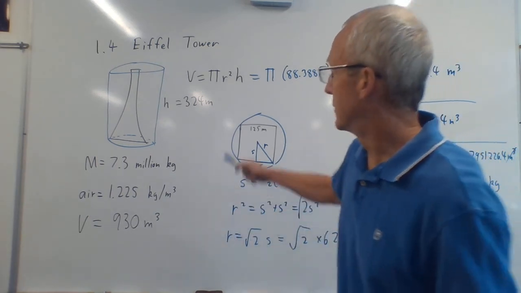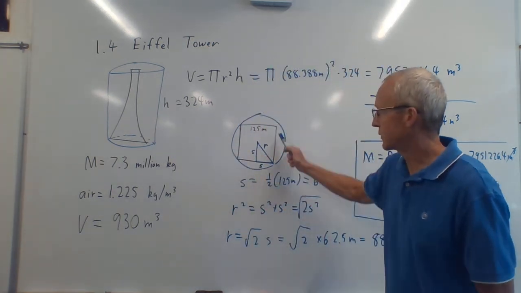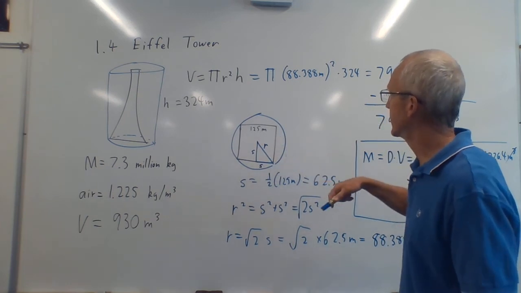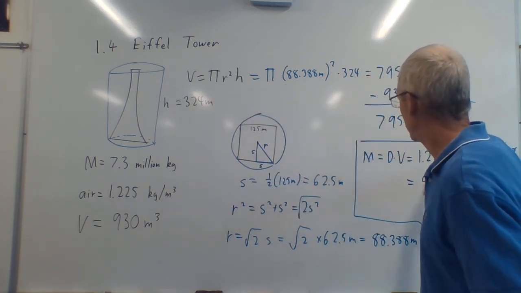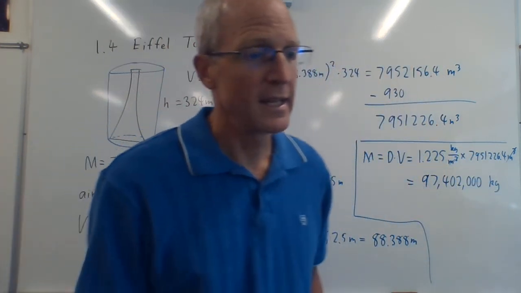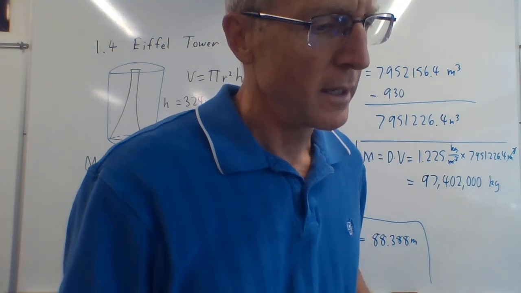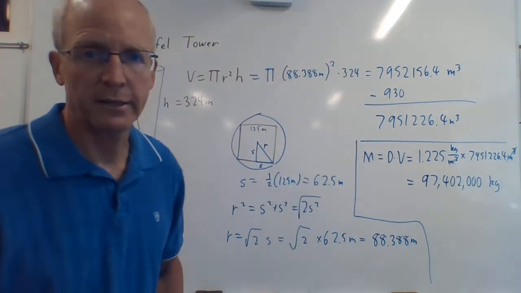The main ideas were the volume of a cylinder, figuring out the radius, knowing a square, so what size circle fits it, and then using the density formula to figure out the mass and making sure our units are right. The good thing is they didn't mess us up with units in this problem. Everything is meters and kilograms. It's just making sure we did all that correctly.